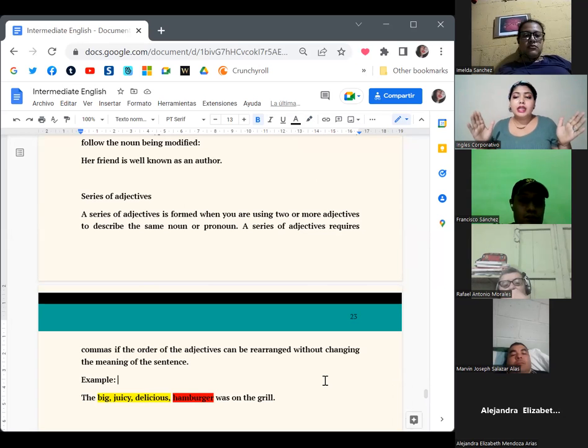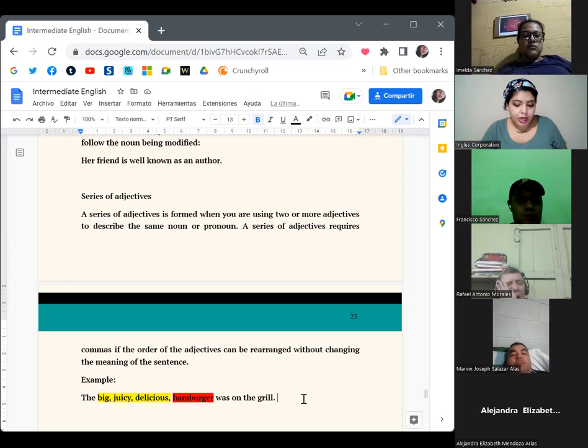Entonces, cuando tenemos estas series de adjetivos, de dos o más adjetivos, lo vamos a separar por comas para poder modificar, ¿verdad?, nuestro nombre. Nosotros podemos utilizar muchos adjetivos para describir un solo nombre, así como en el ejemplo. Grande, jugosa y deliciosa, hamburguesa.